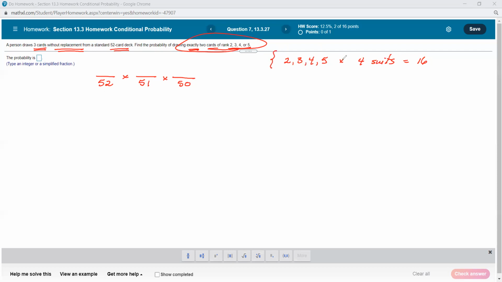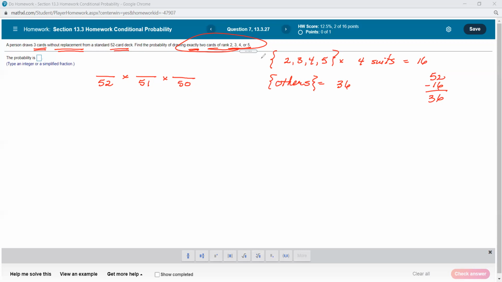So the set of 2s, 3s, 4s, and 5s times 4 suits is 16 cards. The set of the others, well, let's see. 52 minus 16 leaves us 36. So there's 16 in this set and 36 in the other set. So the set of the others. Now, the other thing is that it says exactly 2 cards from this set, but that's out of 3 draws.